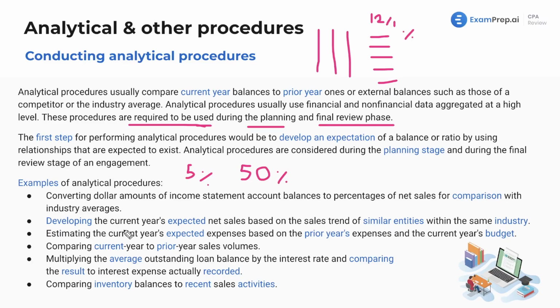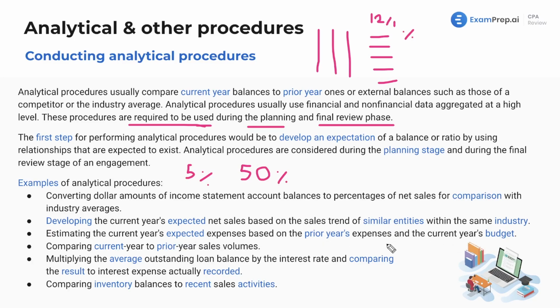We could also develop the current year's expected net sales based on the sales trend of similar entities within the same industry. So instead of just looking at prior year financials, we could also look at other entities that have their published financial statements out, and we can develop expectations based on those. We can estimate the current year's expected expenses based on the prior year's expenses and the current year's budget.